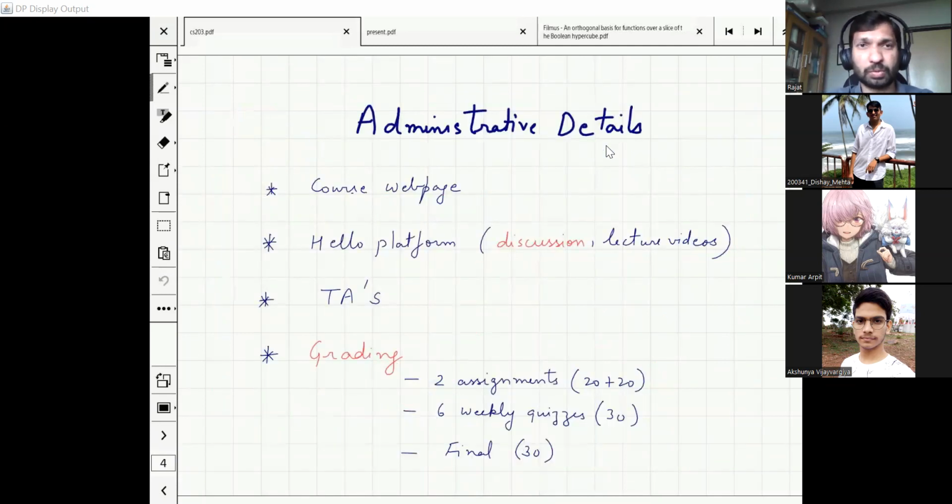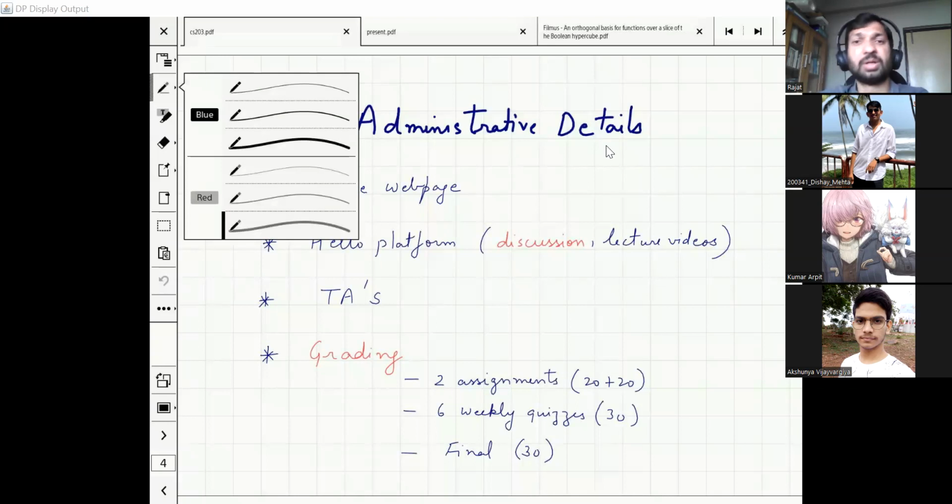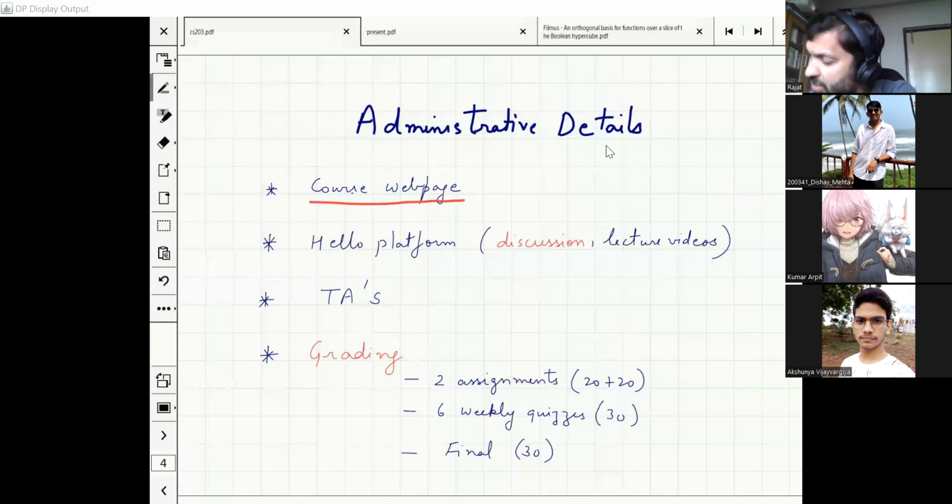Let me move on to one part which I would say is pretty boring, but let's get it out of the way. This is about how you would go about this course. First important thing is the course web page. For this you need to know that my name is Rajat Mittal and I work in the Department of Computer Science, IIT Kanpur.